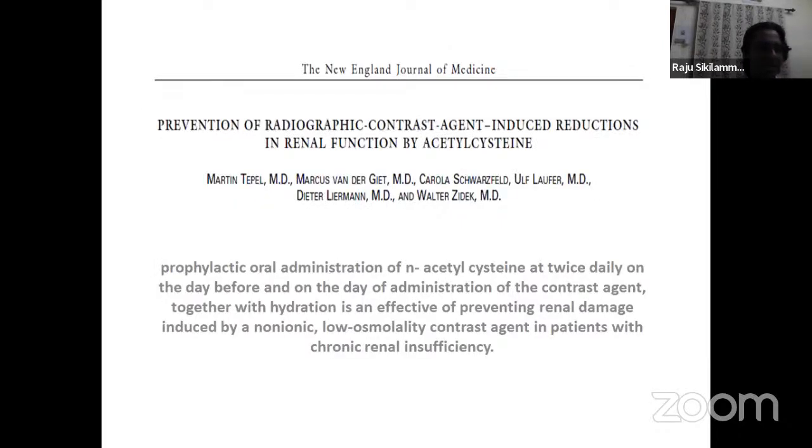Then in the NAC study, they studied the prevention of radiographic contrast agent-induced reductions in renal function by acetylcysteine. They did prophylactic administration of N-acetylcysteine twice daily, the day before and on the day of administration of the contrast, along with hydration to prevent the renal damage induced by the non-ionic low-osmolar contrast agent in patients with chronic renal insufficiency.